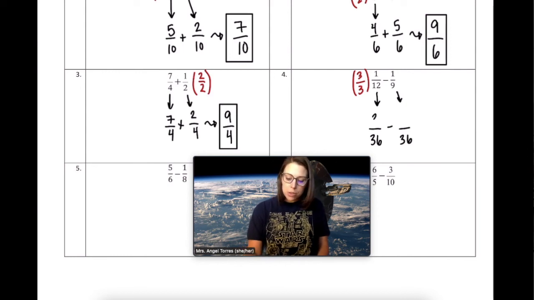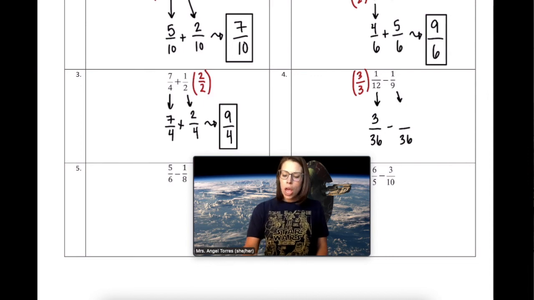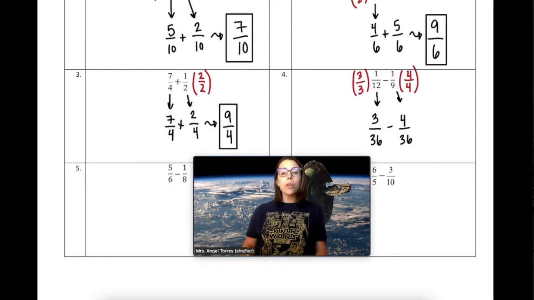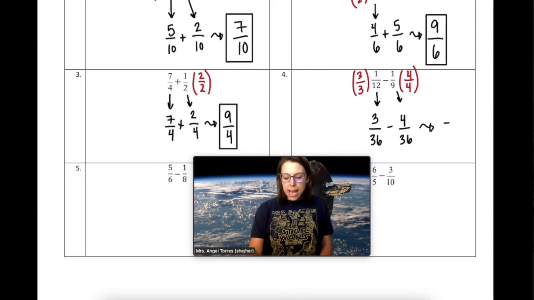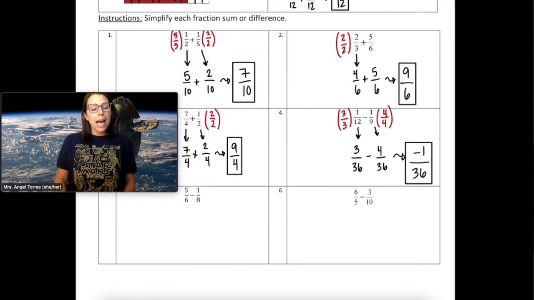3 times 1 is 3, so 3/36 are in 1/12. And what big one are we going to use for ninths? 9 times 4 is 36, so 4/4. 1 times 4 is 4, so there are 4/36 in 1/9. Now that they're both 36ths, we can subtract. That's going to be negative 1/36 in total.